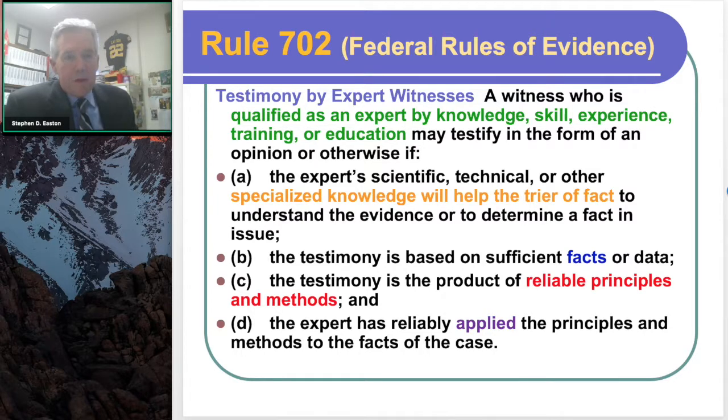So if we just go through this rule a little bit at a time, the green language identifies that expert testimony is presented by someone who has specialized knowledge. And that is reflected in the orange language in subparagraph A. The first qualifier for expert testimony is that this person knows something that we do not expect the ordinary fact finder to know.